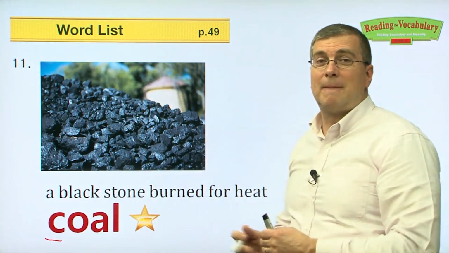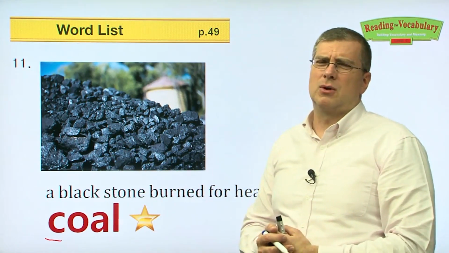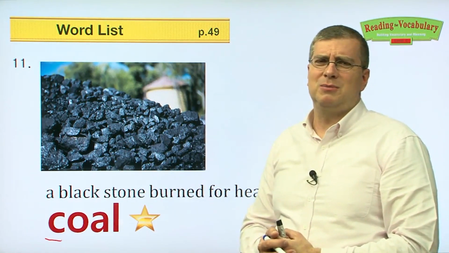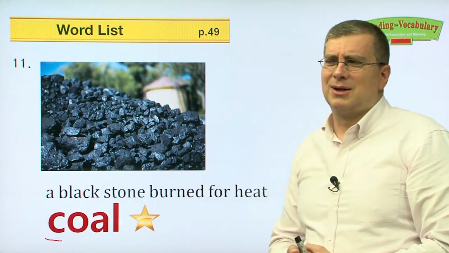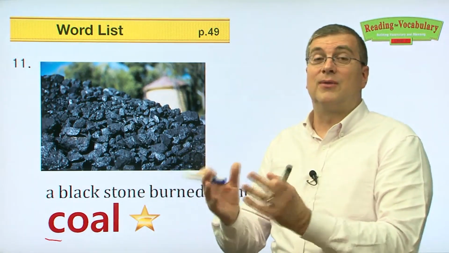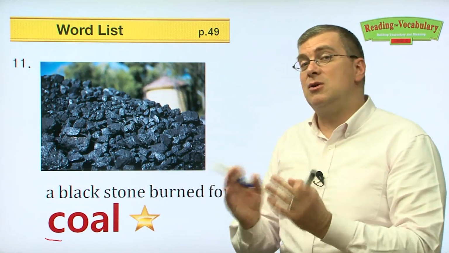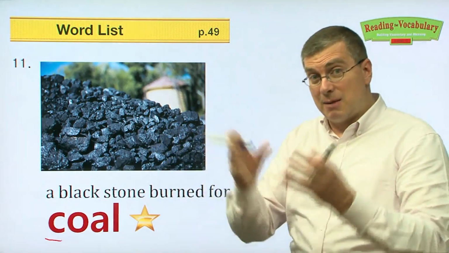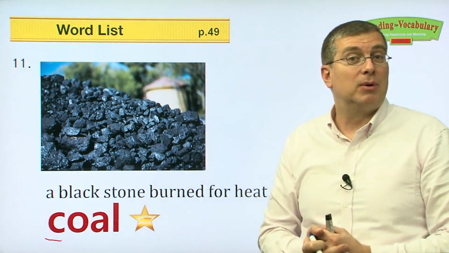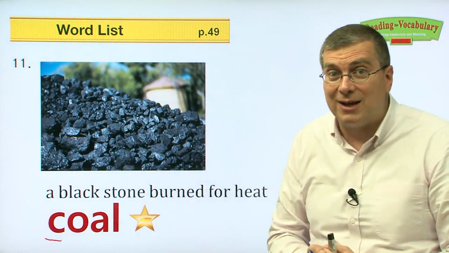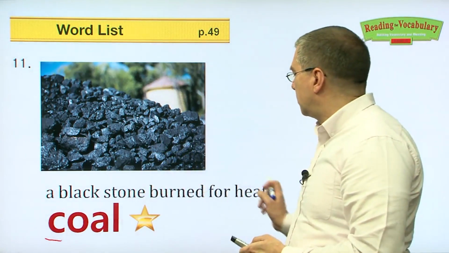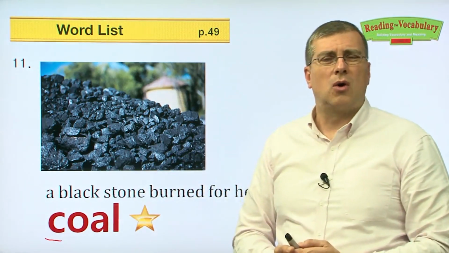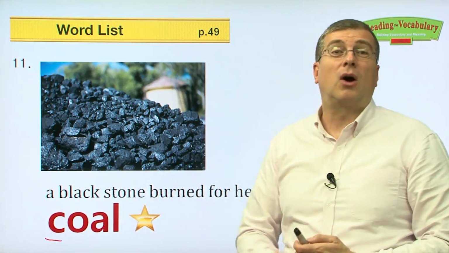If you go to, what do you say, bulgogi jeep, you want to get bulgogi? Or some places where they have the outside barbecue, right? They put coal in the fire underneath and they burn it, right? And that's an example of coal. You can see it every day, right? So black stone burned for heat is coal. Coal is very important for our modern life.